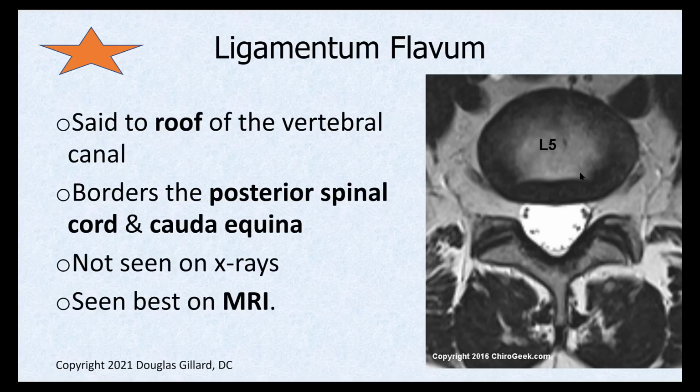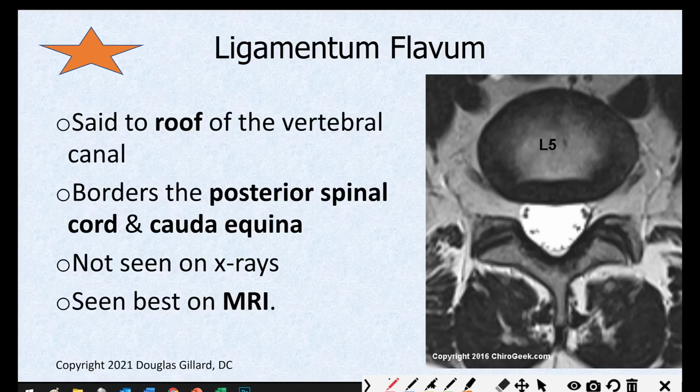Where's ligamentum flavum? This is pretty much a normal one. See the black region right here? Actually, I could do my drawing tools here. Let's draw them in here. There's ligamentum flavum. This one actually is a type 3, it looks like. So, not a big deal.